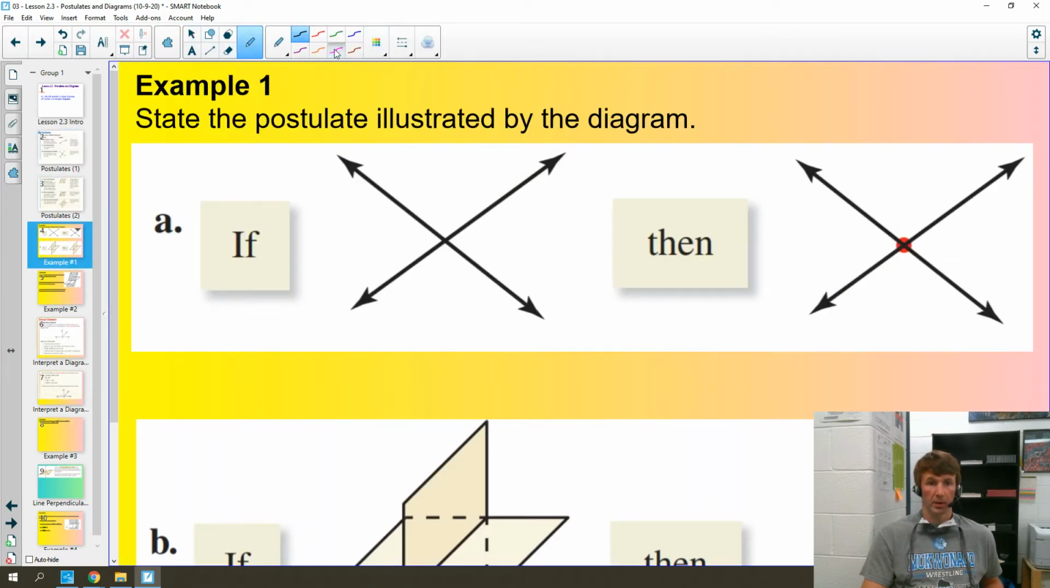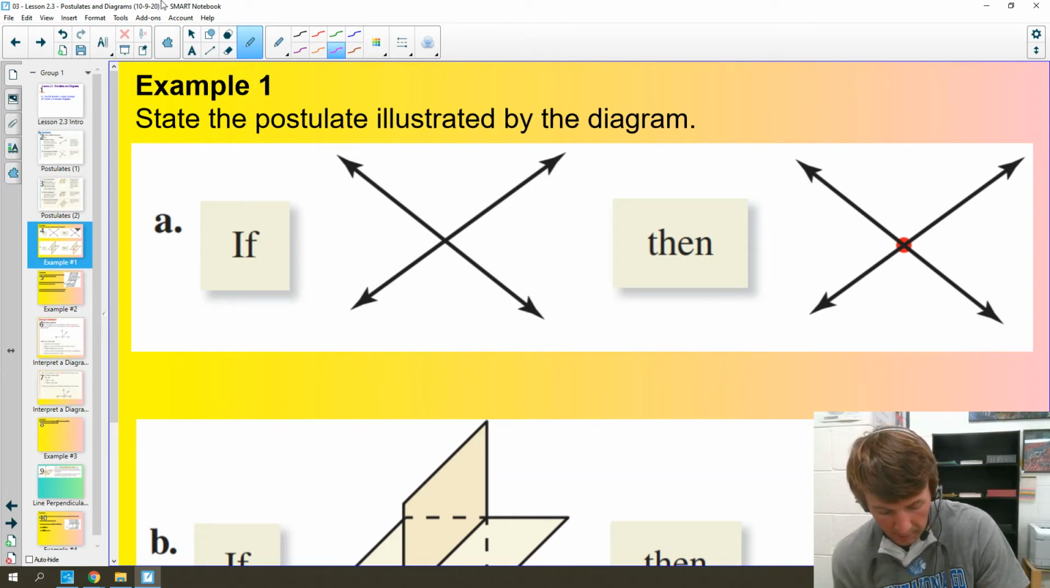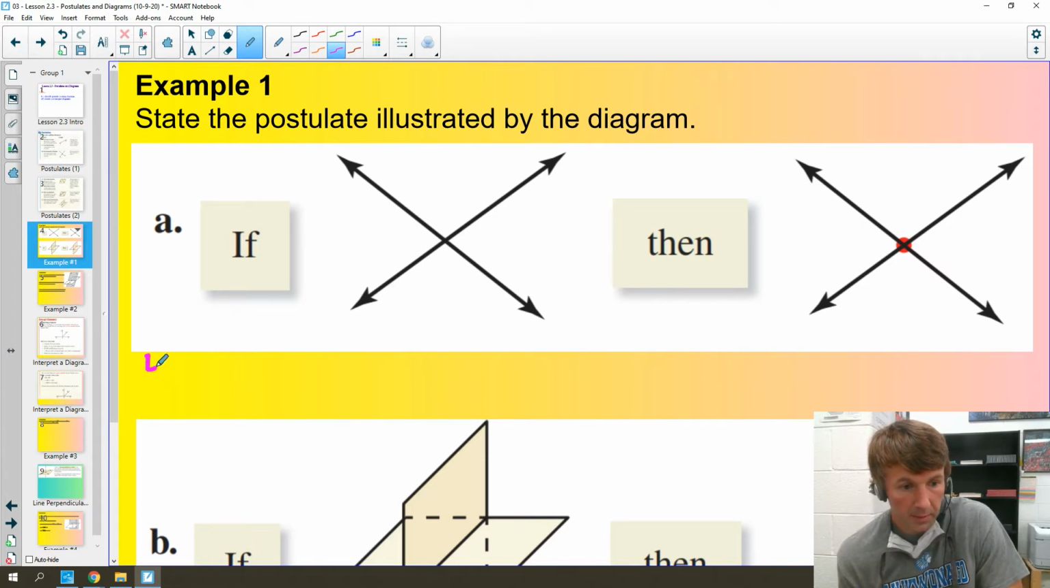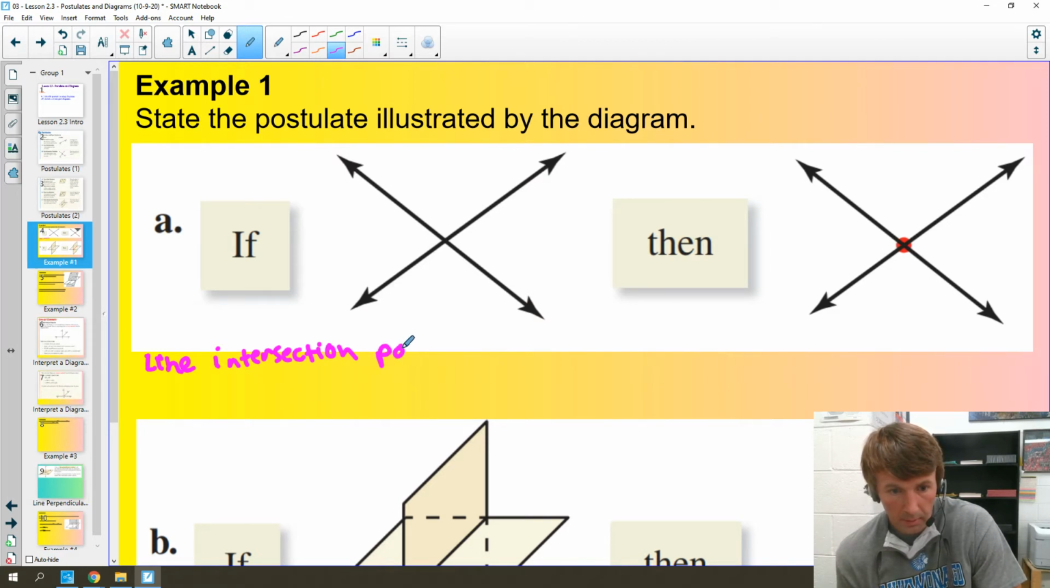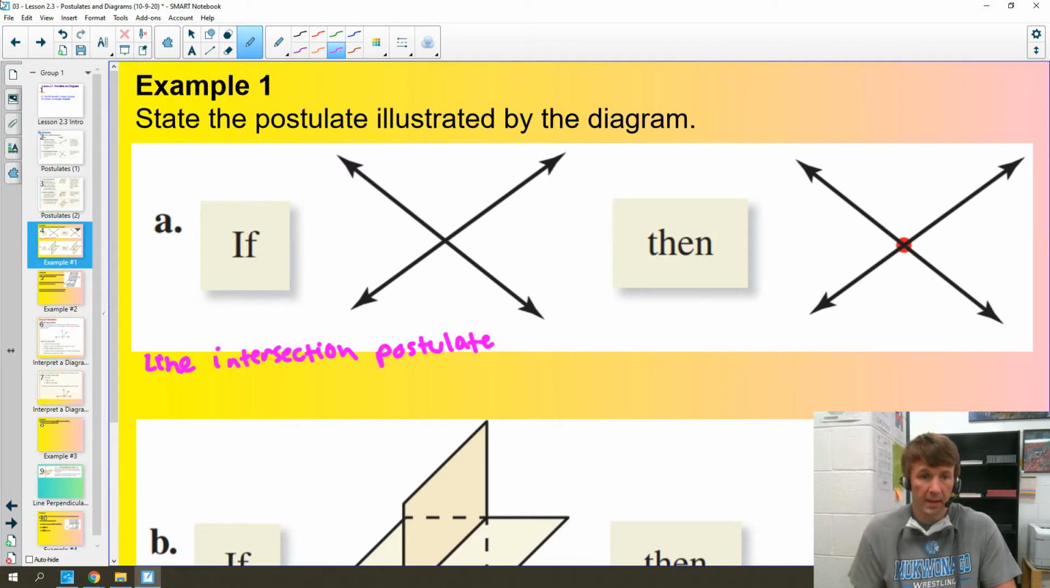Let's get a pen going here. For part A, I would say, if I can get my pen figured out, the line intersection postulate. All right, that's the postulate illustrated by the diagram. It says line. All right, let's do the next one.